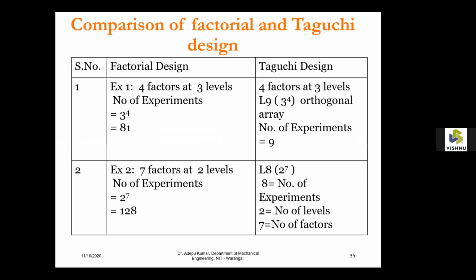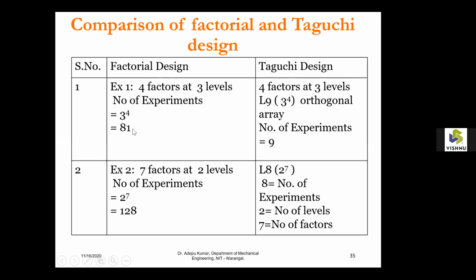If it is 4 factors at 3 levels, the number of experiments is 3 to the power of 4, which is 81. That is a full factorial design. Whereas with Taguchi, 4 factors at 3 levels is L9, 9 experiments. See how many experiments are reduced using Taguchi designs. You are using the same parameters and same levels, but the number of experiments is 9 here and 81 there. So 72 experiments are saved using this method.